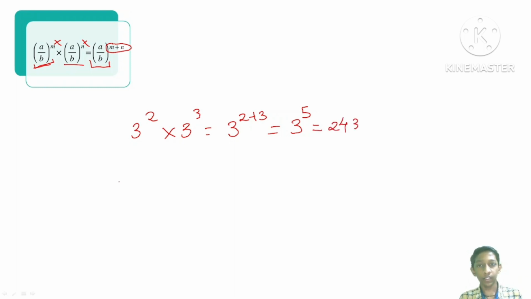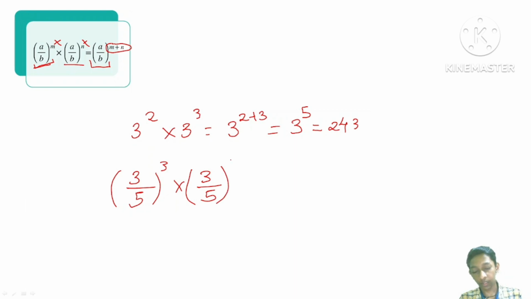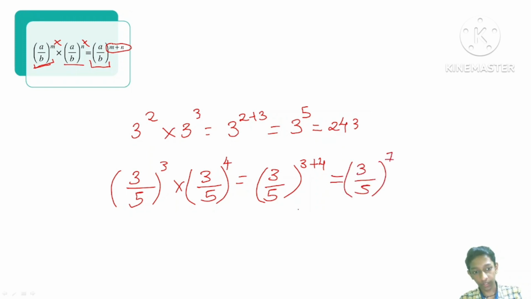Now let's take another example. This time let's take a fraction. 3 by 5 raised to the power of 3 into 3 by 5 raised to the power of 4. This can be written as 3 by 5 raised to the power of 3 plus 4. This is equal to 3 by 5 raised to the power of 7. Let's move to the second law.